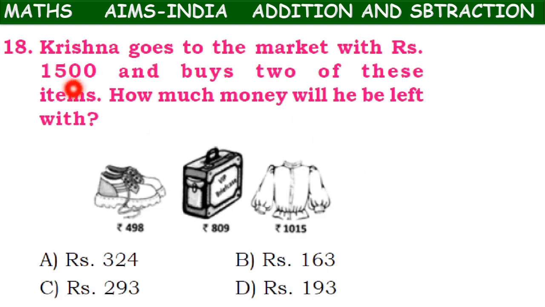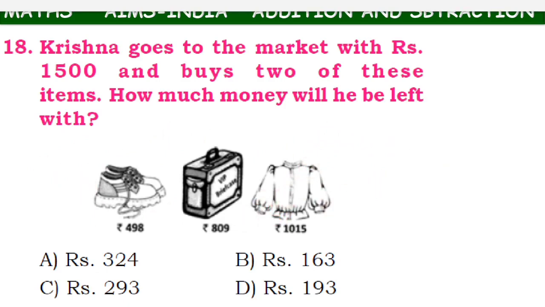Question number 18. Krishna goes to the market with 1500 rupees and buys 2 of these items. How much money will he be left with? See, what are they saying? Krishna goes to the market with only 1500 rupees and buys 2 items, it seems. Of these 3, he buys only 2. Now how much money will he be left with?